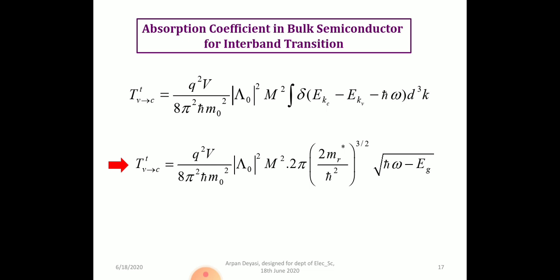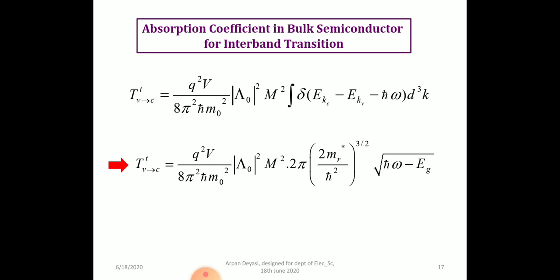That means you have to integrate over d³k, and this delta function integral over d³k is a very simple calculation. You can incorporate the delta function, and you will get the result. So the result is given here. It will be 2π times (2m*/ħ²) to the power 3/2 times the square root of (ħω − Eg).